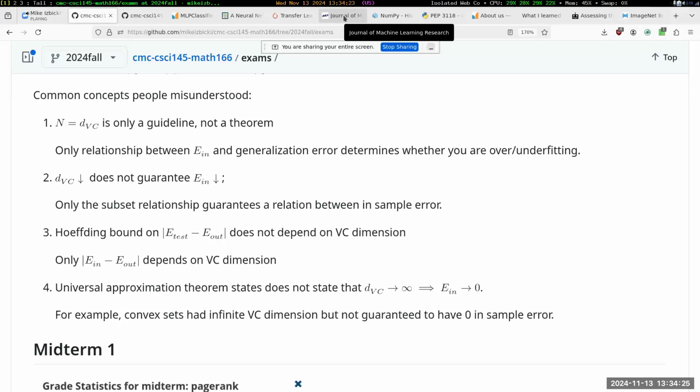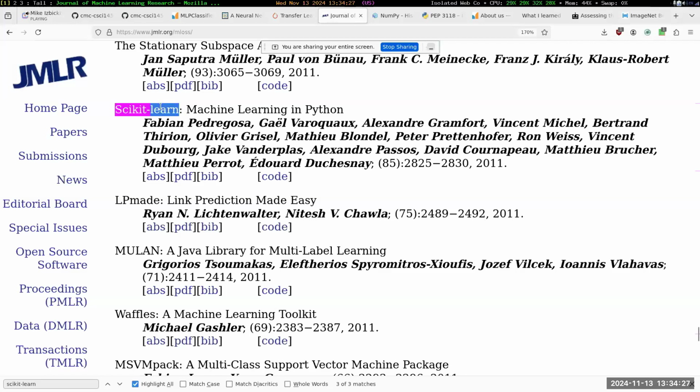Scikit-learn was the first major open source machine learning package. Its development started in 2007. Before 2007, there were no machine learning packages in existence for any language. And if you wanted to use logistic regression or neural networks or decision trees, any of these tools, you pretty much had to implement it from scratch.